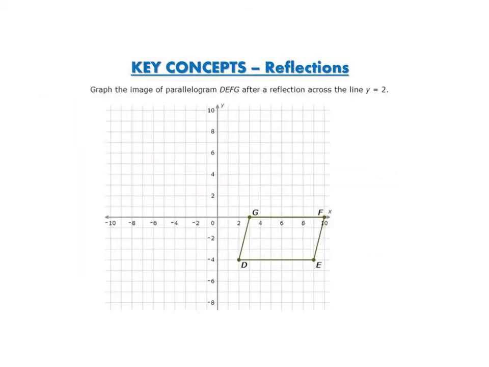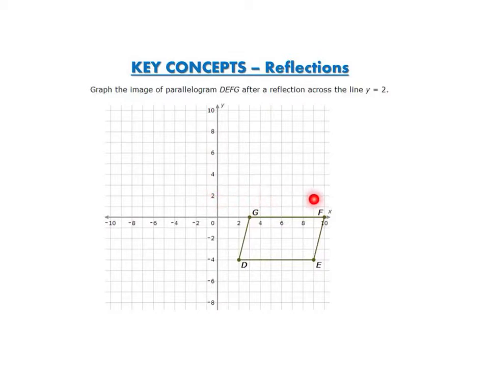Now sometimes they're going to ask you to reflect across the y-axis, then you would flip it this way, or you would reflect it across the x-axis, in which case you'd flip this up and over, or they're going to ask you to reflect it across a line, such as y equals 2. Well, I'm going to go up my y. There's where y equals 2. Y equals 2 is a horizontal line. So right here is where I am going to flip this image across.